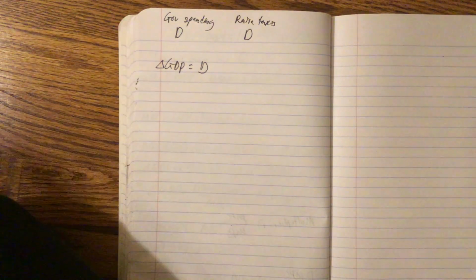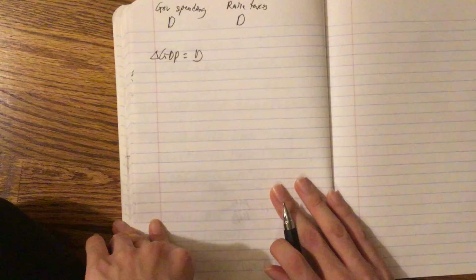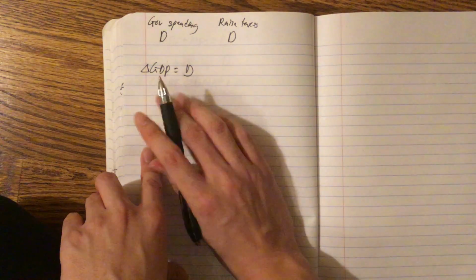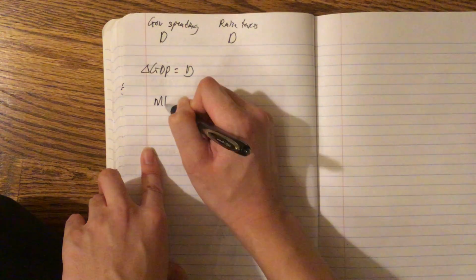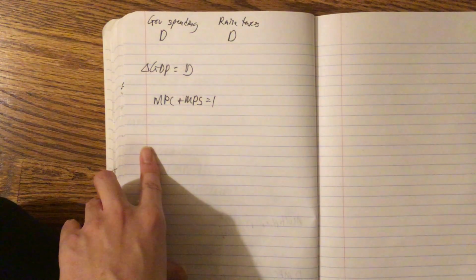Or can you call that a proof? I'm using the word proof lightly because this is economics and proofs are usually in mathematics. So change in GDP equals D. So I'm going to prove this. Let's start with MPC plus MPS equals 1.